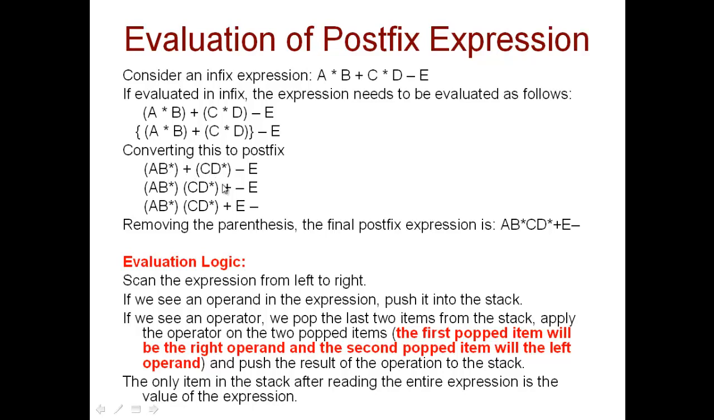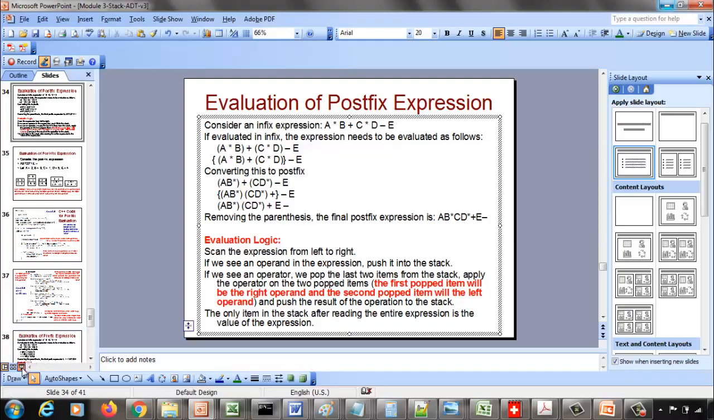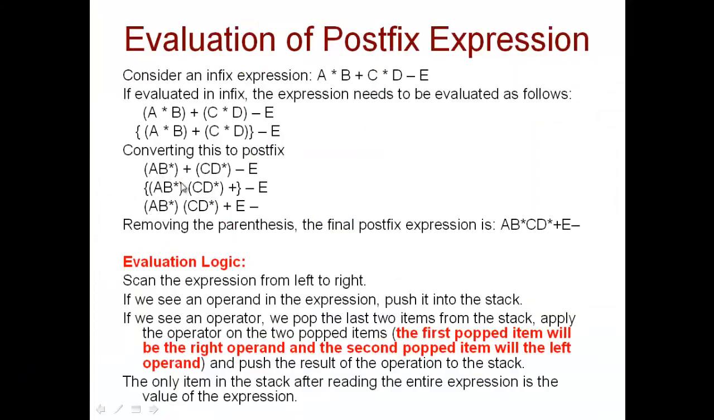So plus comes at the end. A B star is the left operand, C D star is the right operand, and plus is the operator. So that is the expression that we are going to have involving the plus of these two integers. So it's A B star C D star plus the whole thing minus E. That's what we're going to have.